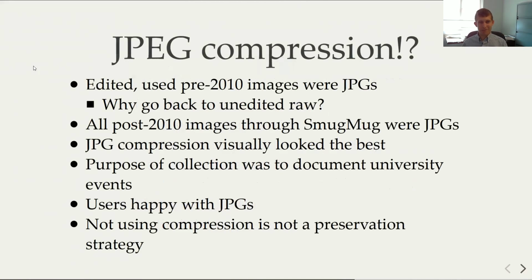So, JPEG compression. There were a lot of practical reasons for this. One, all of the edited, finalized images that were edited by the photographer were JPEGs already. So there's no reason to go back to the camera raw. We're talking here about the unedited raws that were not used for anything. Those were the actual problem. And also all the images that we got from SmugMug post 2010, the photographer was always uploading in JPEGs.